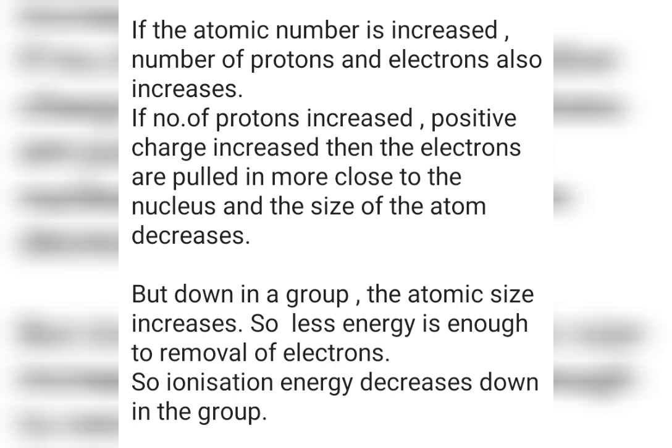But down in a group, the atomic size increases and the valence electrons are loosely bound. So, less energy is enough to remove the electrons. So, ionization energy decreases down the group in the periodic table.